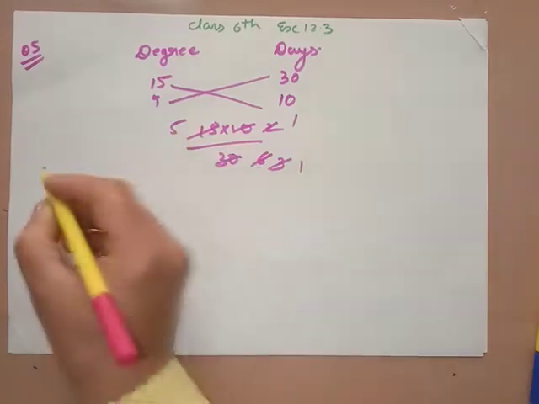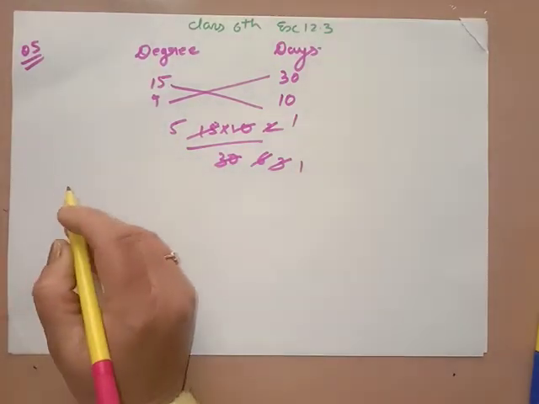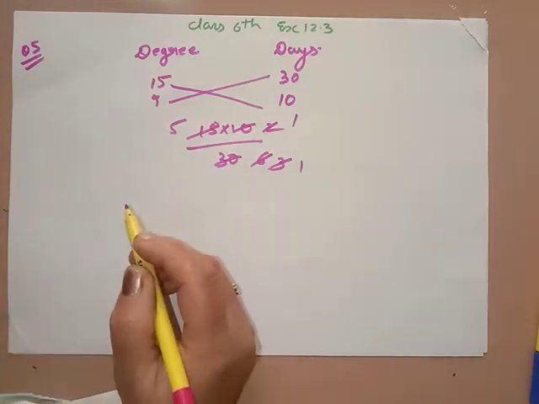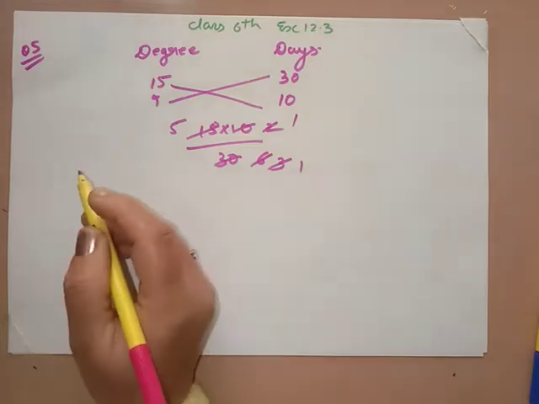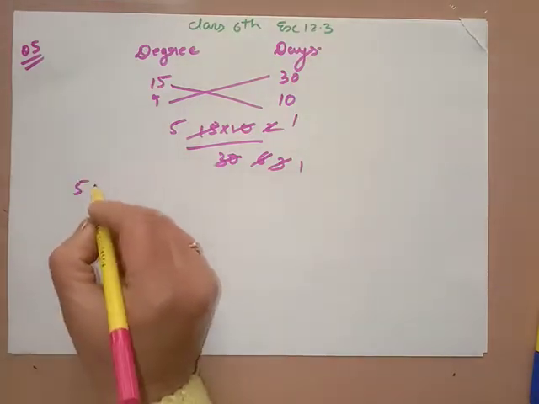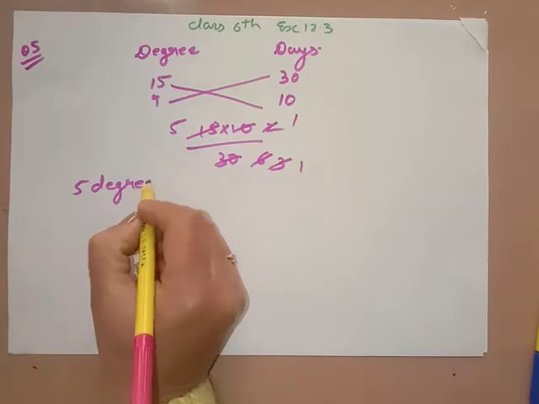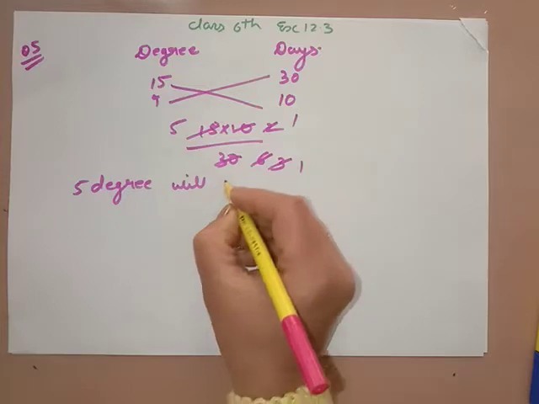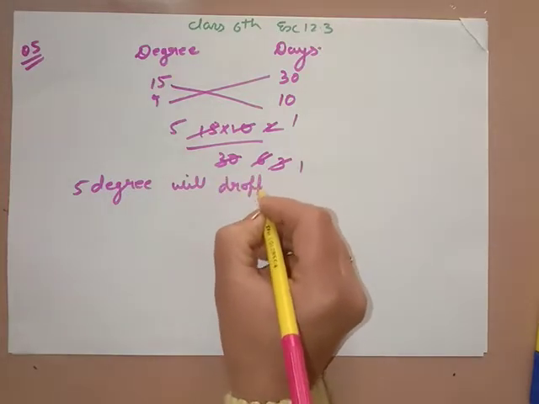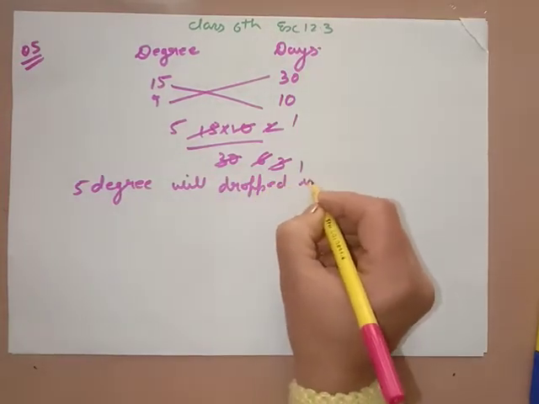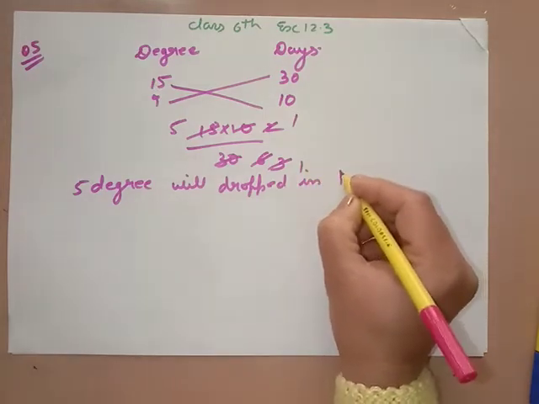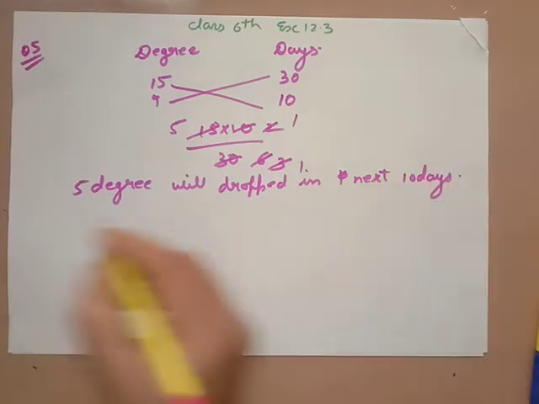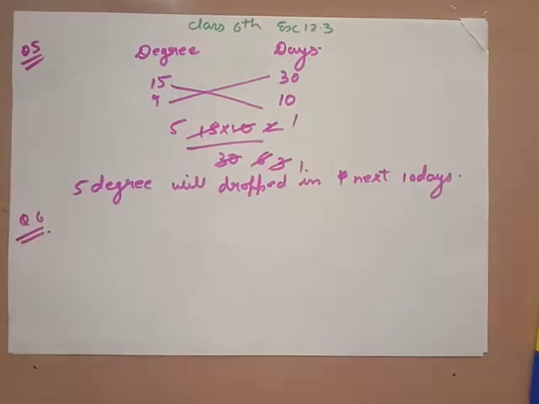So we can say our answer will be 5 degrees will drop in the next 10 days. Now question 6.